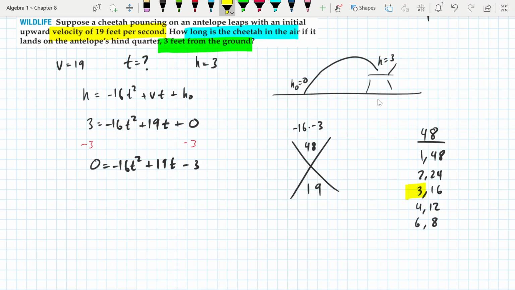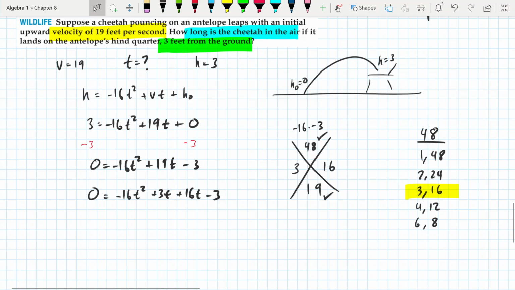I'm taking a look here. I spot with my little eye 3 and 16. Let's give that a check here. 3 and 16. 3 times 16 is 48. 3 plus 16 is 19. So it works. So this splits apart into negative 16t squared plus 3t plus 16t minus 3. And all of that equals 0.